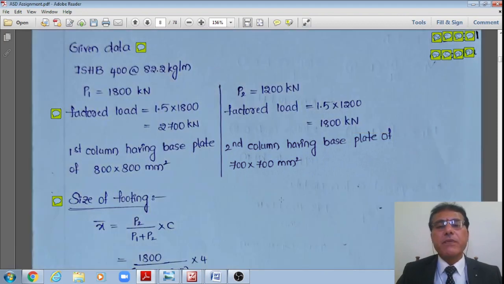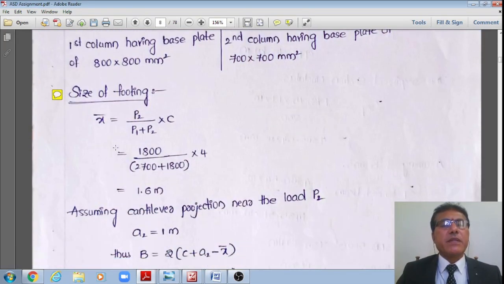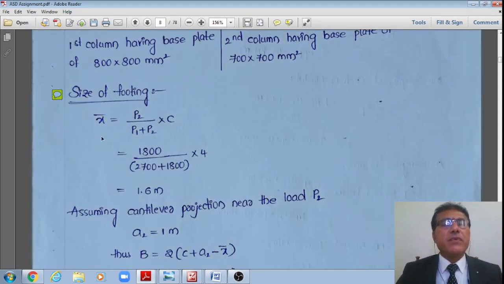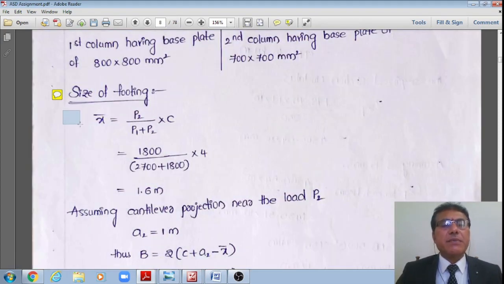L2 by L2 is equal to 700 by 700, right? Then now I'll do the proportioning of the footing as a first subheading, wherein I'll find out the size and fix the different dimensions so that finally I'll arrive at the size of the footing, right? Therefore, first I'll find out the CG. In the proportioning, I'll find out the CG of the footing of the grouping.